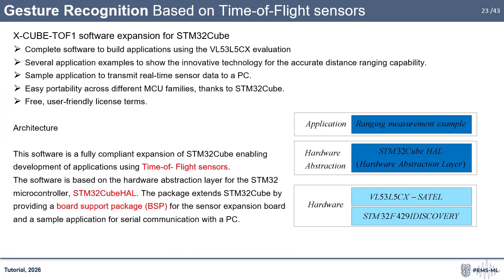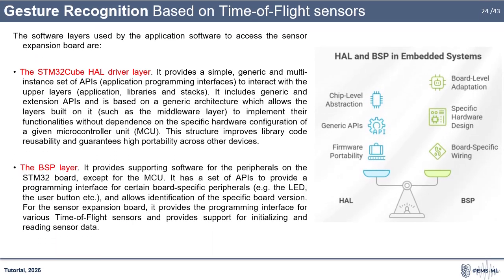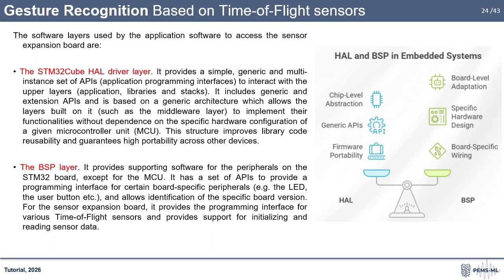This slide presents some key features of the X-CUBE-TOF1 software expansion. The software stack is organized into 3 layers: the HAL layer, the BSP layer, and the application layer. This layered architecture is standard in professional embedded system design and enhances portability, scalability, maintainability, and reliability.